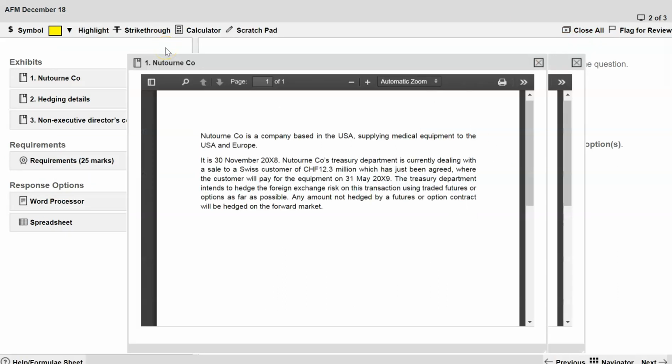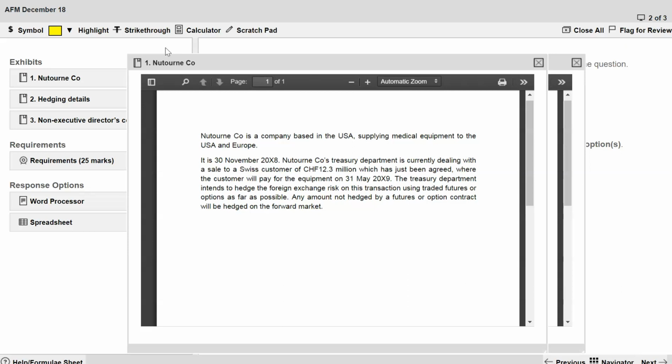It is a company based in the USA supplying medical equipment to the USA and Europe. It is 30th November 20x8. The company's treasury department is currently dealing with a sale to a Swiss customer of 12.3 million CHF, which has just been agreed. The customer will pay for the equipment on 31st May 20x9. So you are going to receive 12.3 million CHF on 31st May 20x9. Today is 30th November and you are going to receive this amount after 6 months.